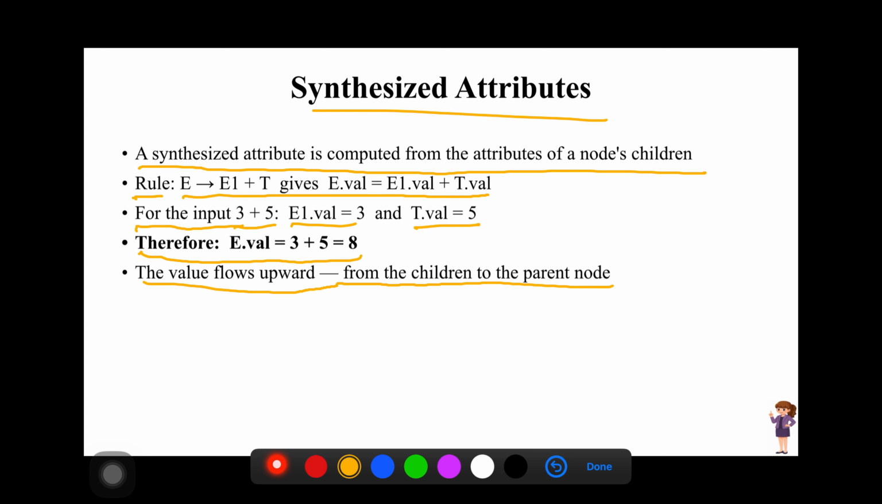Notice that the value of the parent node E is calculated using the values of its children. Therefore, the information moves from the children towards the parent. This is why it is called a synthesized attribute. I hope you guys understood. Let us move to the next slide.